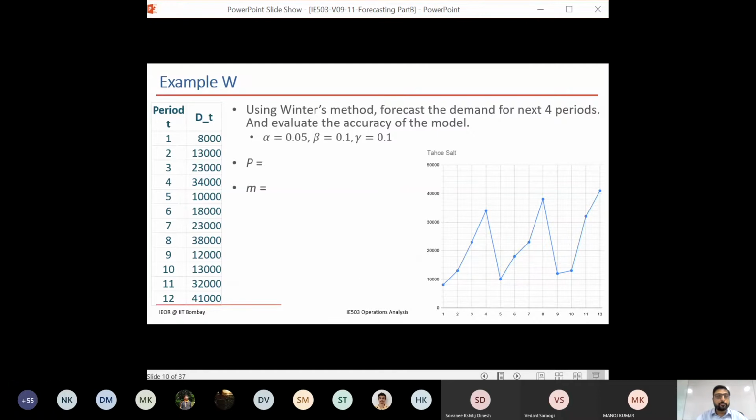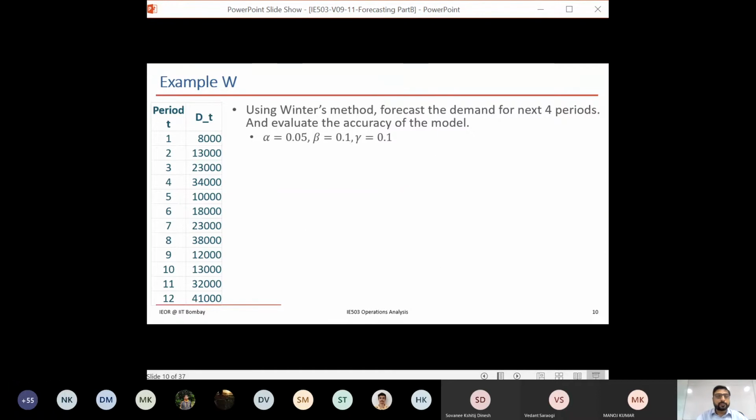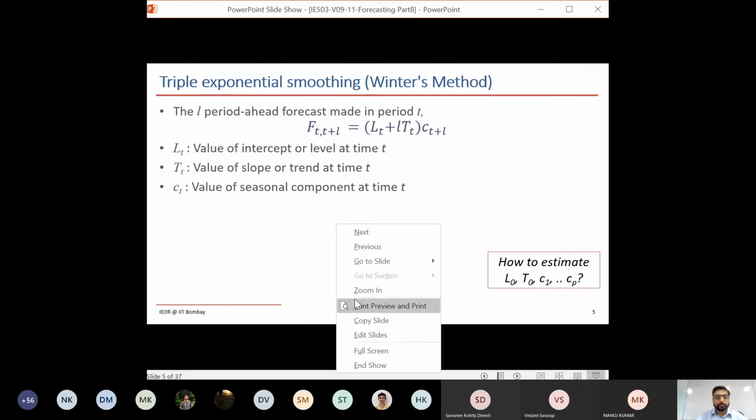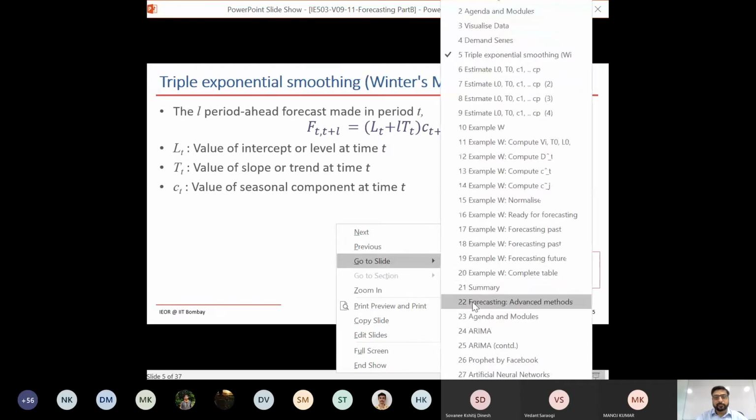Any other questions? So, to recall what we did: we did the Winters method where we defined three values, LT, TT, and CT, which is the seasonality factor. We looked at steps to estimate the initial values of LT, TT, and CT. Then we looked at an example for the same. That's pretty much what we did.